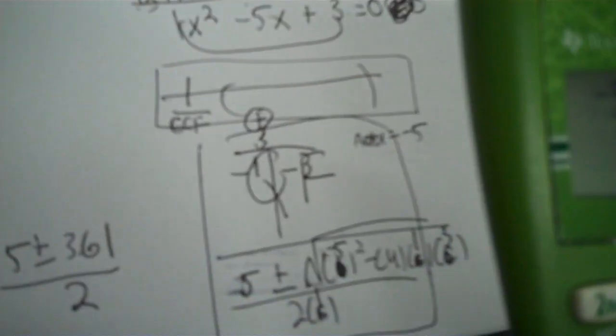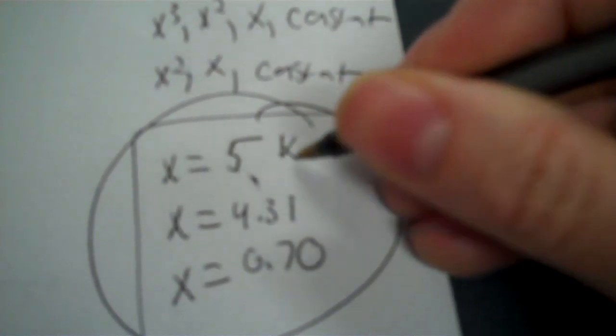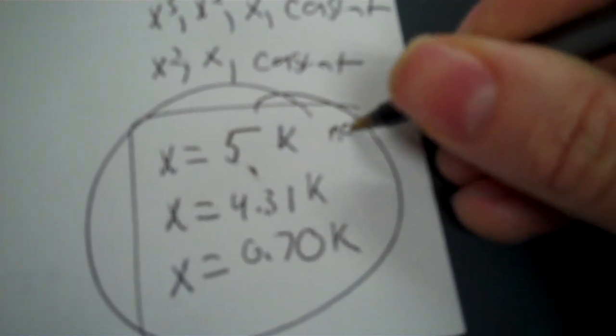So I take 5 plus 3.61 and divide by 2. I got 4.31. That's 4,310. Okay, you don't need to write that, but that's what it is since it's per thousand. Then 5 minus 3.61 divided by 2, 0.70, so that's 700. Okay, all those are legit answers. Just put K behind them because it's per thousand, and put novels.